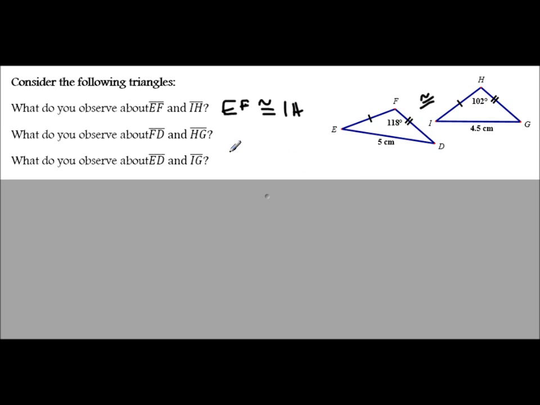Well, ED has a measure of 5 centimeters, and IG has a measure of 4.5 centimeters. So what you should observe about ED and IG is that ED is greater than IG.